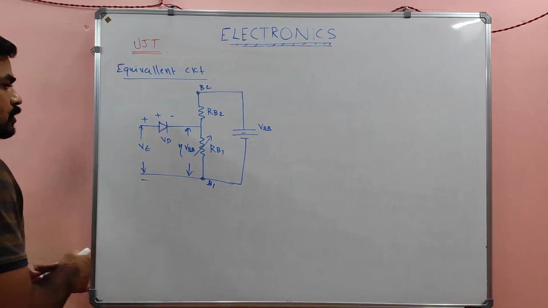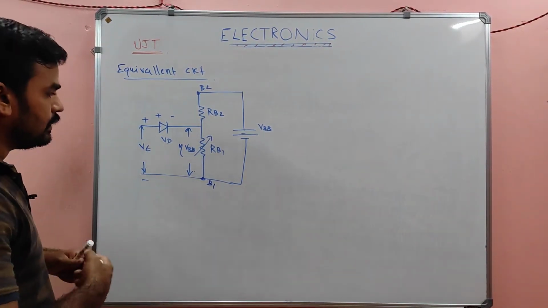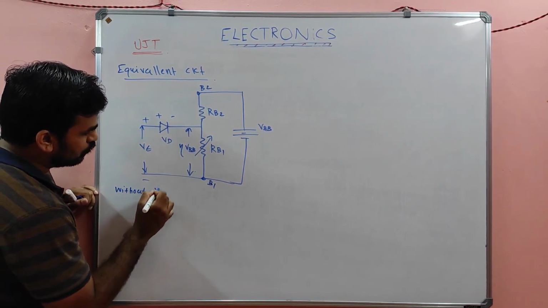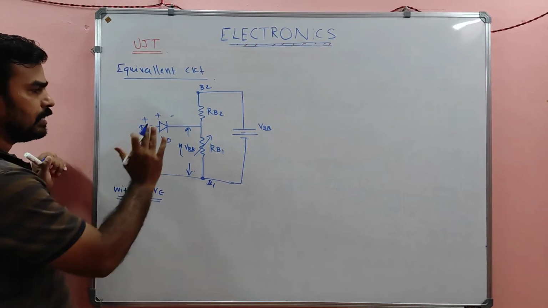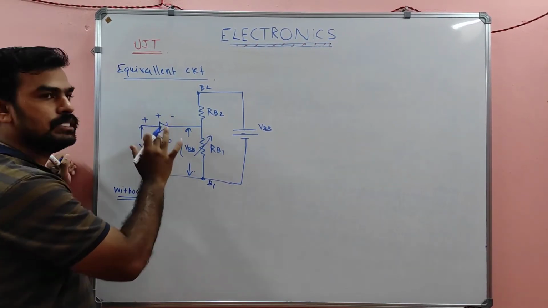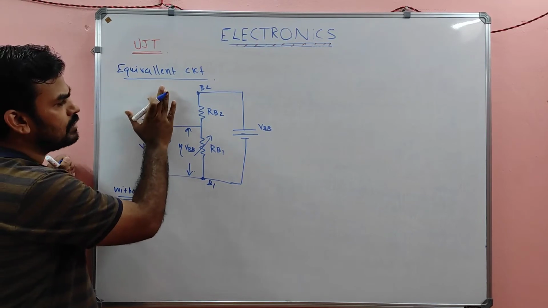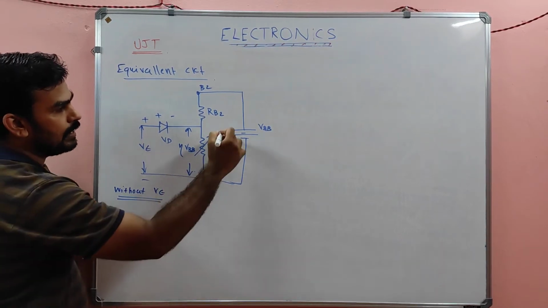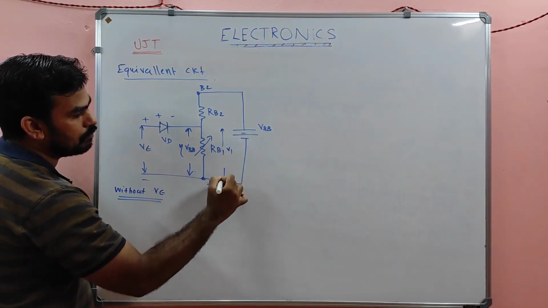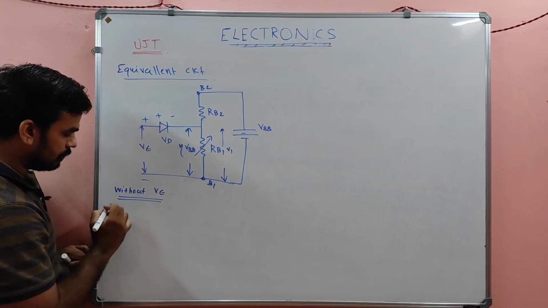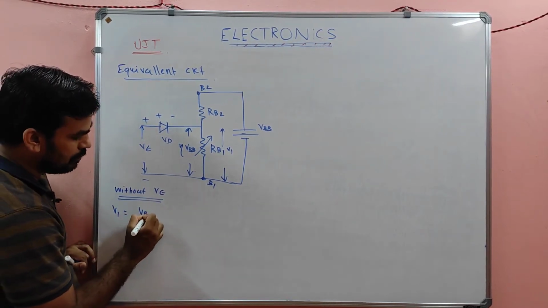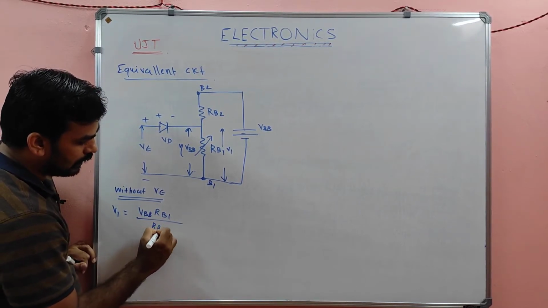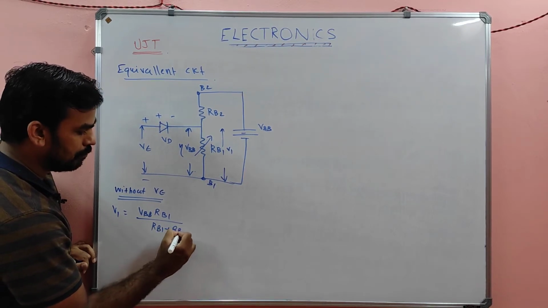Okay, so that's all. Listen my dear, let us analyze first without VE. If you are not applying any VE here, the diode will simply be reverse biased, and this portion will not be considered. Let this voltage be V1. So what will be this V1? V1 will be nothing but VBB into RB1 divided by RB1 plus RB2.